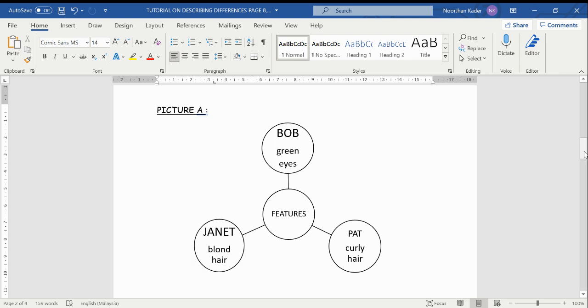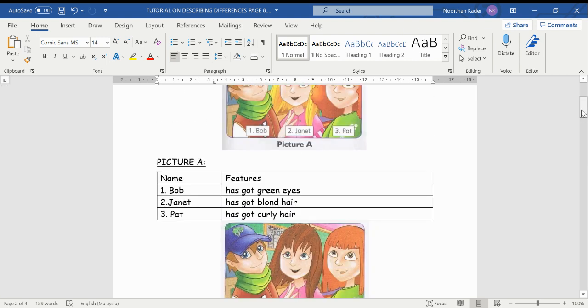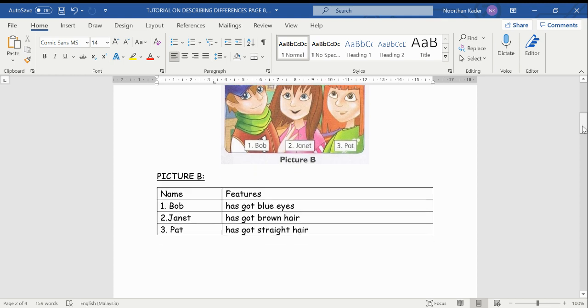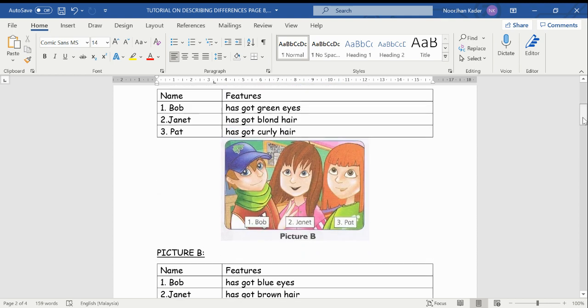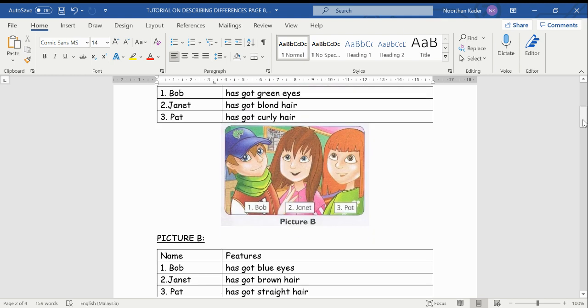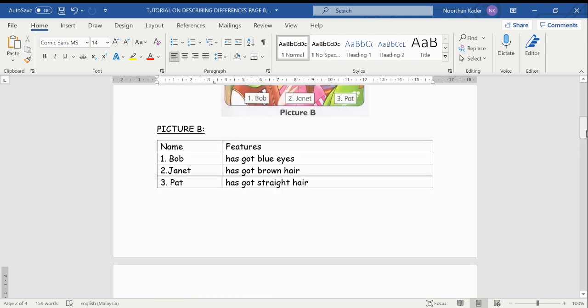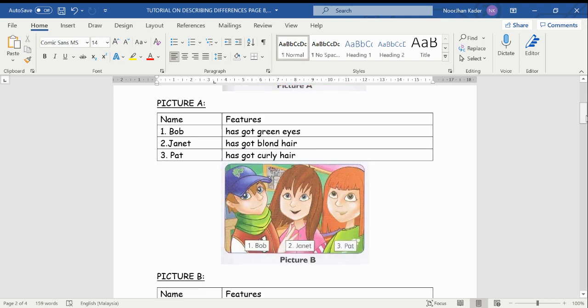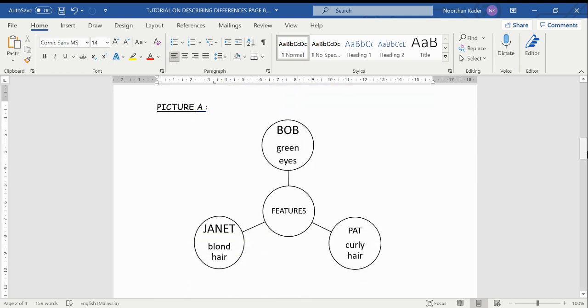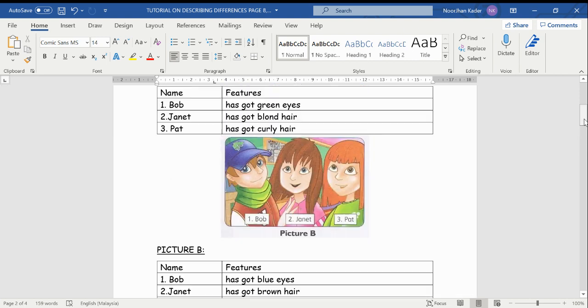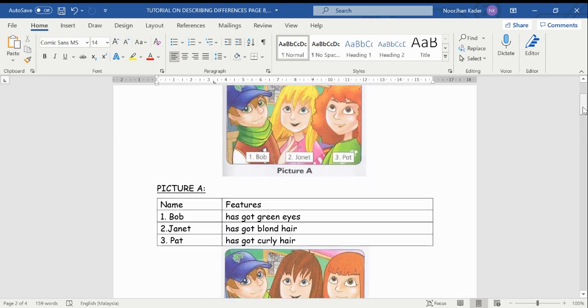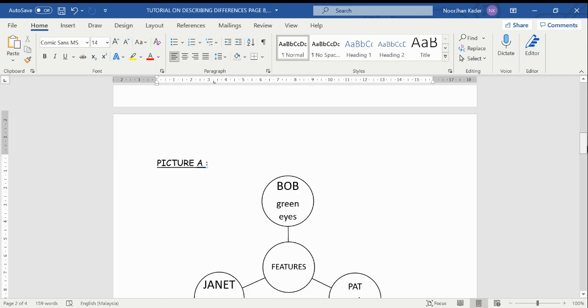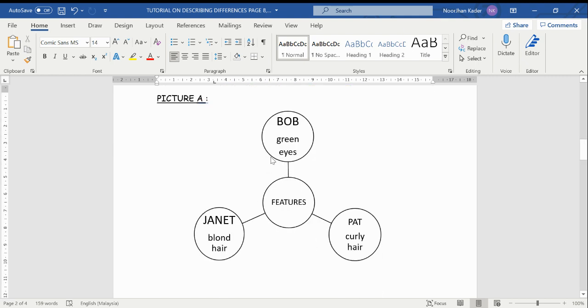From the information that we derived from the table for picture A and the table for picture B, let's check whether we have done it correctly. Let's check picture A. Bob has got green eyes. Janet has got blonde hair. And Pat has got curly hair. Correct. Green eyes, blonde hair, curly hair.